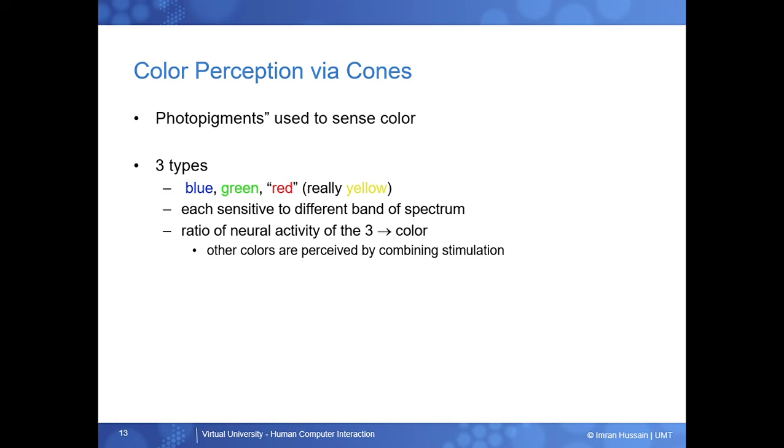So there are three types of colors. We have the blue, green, and red. Ayan. So each is sensitive to a different band of the spectrum. So the ratio of neural activity of the three colors, so other colors are perceived by combining stimulation. So basically, nakikita lang ng mata natin is RGB because of the light. And then our brain just processes the other colors. Kaya nakikita natin ibang kulay.